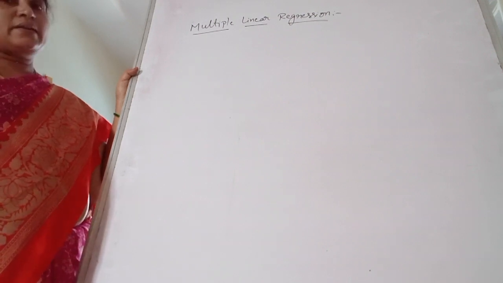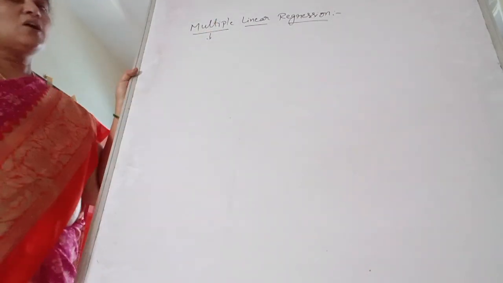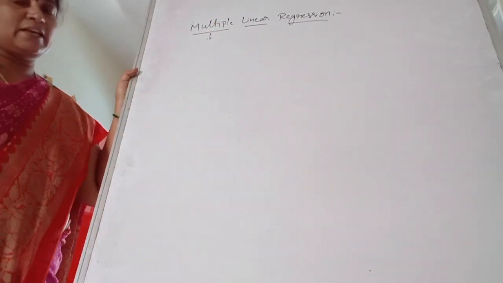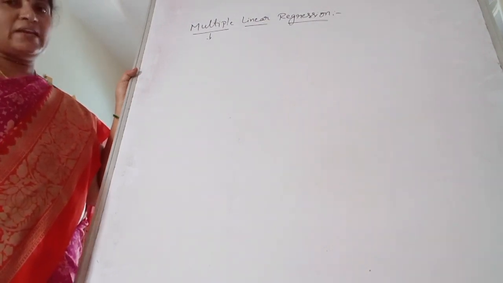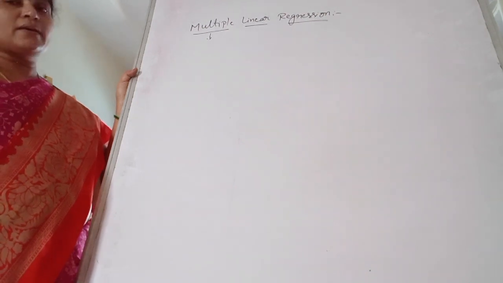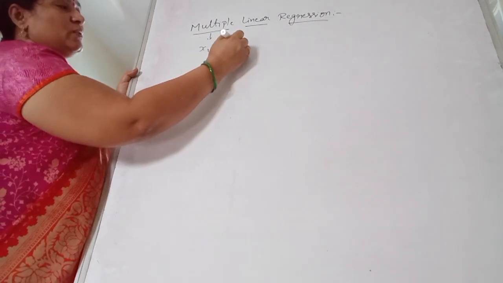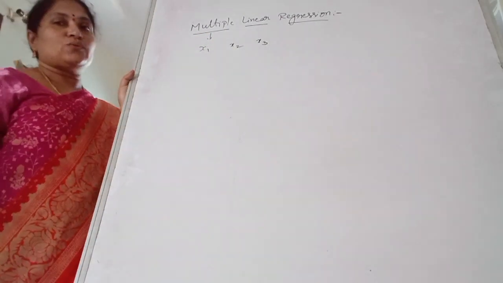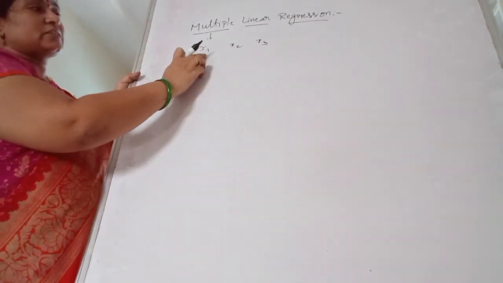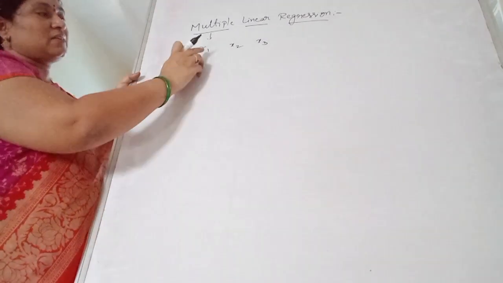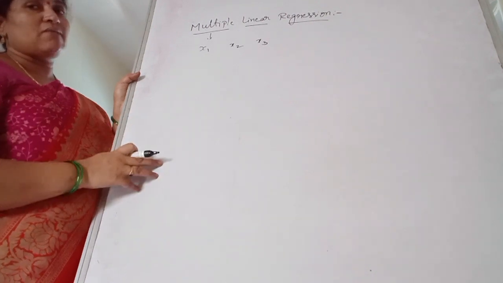Multiple linear regression means multiple variables. That means more than two variables are involved in a linear relationship. The linear relationship between three or more variables is known as multiple linear regression. Suppose I am taking three variables x1, x2, x3. The regression line of x1 on x2 and x3 means that x1 depends on x2 and x3.